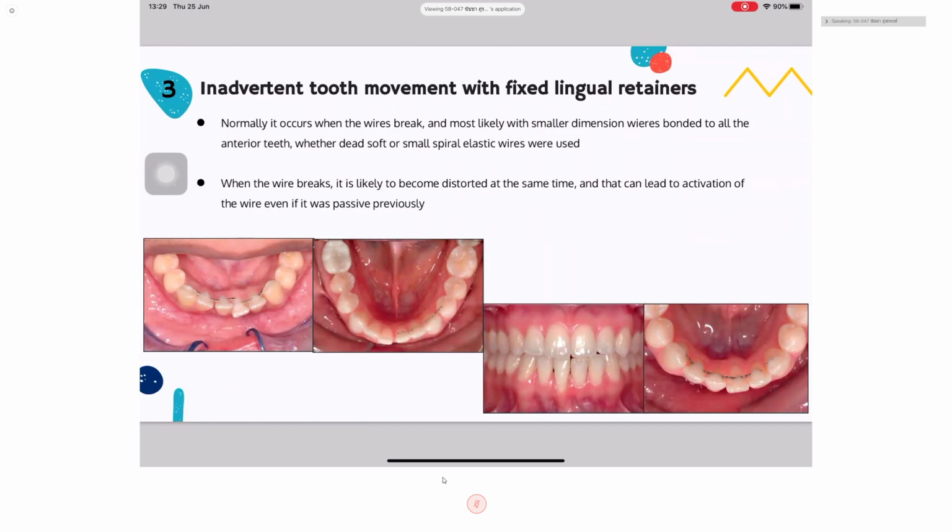And the fixed retainer is also used for independent tooth movement, with the risk of unwanted tooth movement. Normally it occurs when the wire breaks, most likely with a smaller dimension wire bonded to all the anterior teeth, whether soft or small spiral wire was used. When the wire breaks, it is likely to become distorted at the same time, and that can lead to activation of the wire even if it was passive previously.